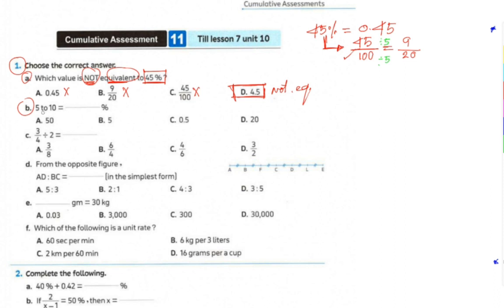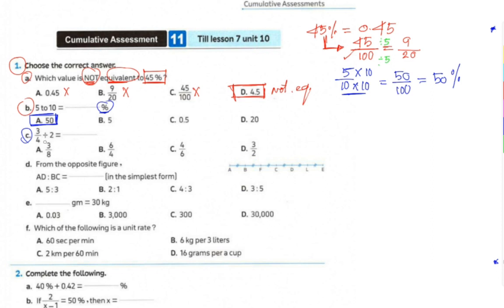Next point B, 5 to 10 equals what percent? Look with me. 5 to 10 is the same as 5 over 10. I need it as a percent. The second term must be 100, so I will times it by 10. Here we have 100 and here we have 50. 50 over 100 as a percent is 50%. Yes, so I will choose 50.